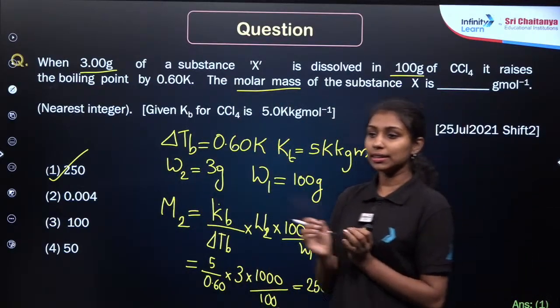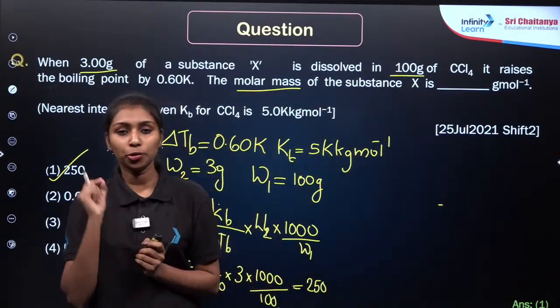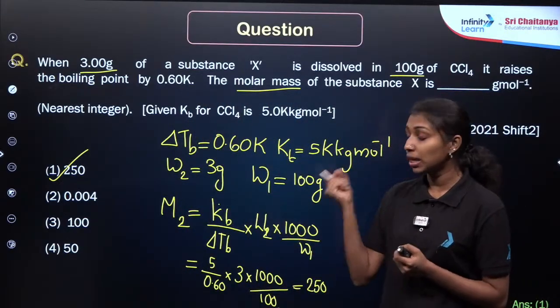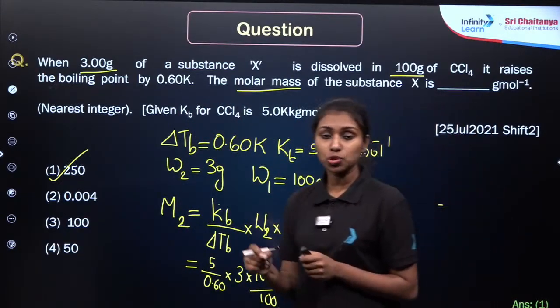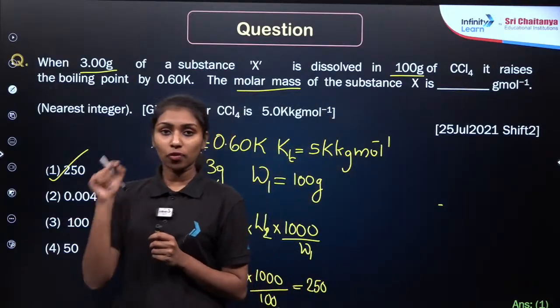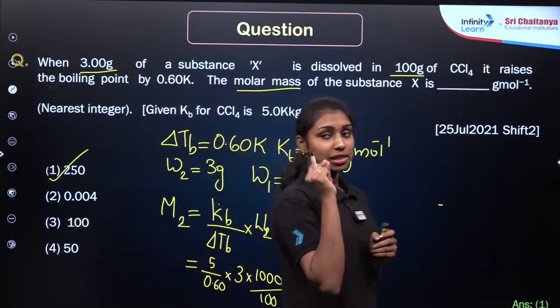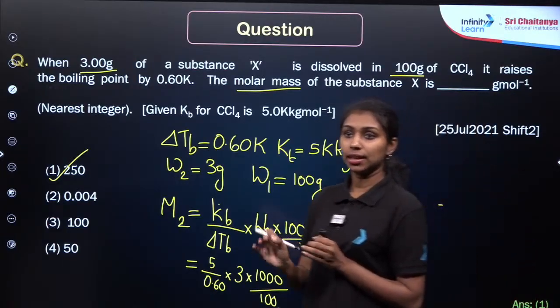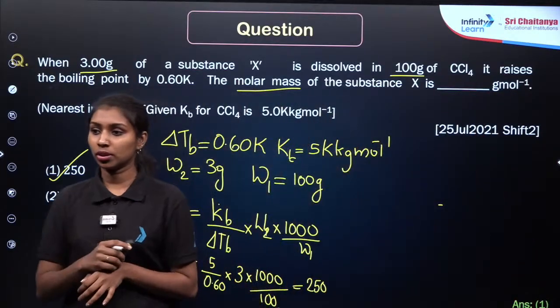Yes, Rishabh, you are correct. So what you have to do here for the elevation in boiling point is put the equation as delta TB is equal to Kb into W2 by M2 into 1000 by W1. By solving here, you will get the value of M2, that is the molar mass of the solute, as 250 here. I hope you understand.